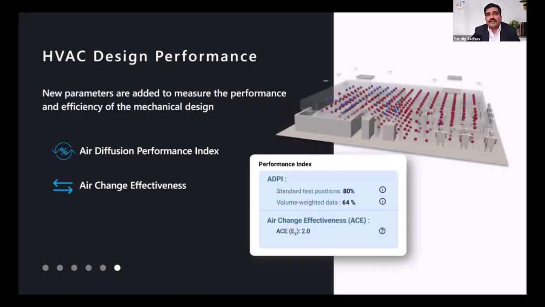Last but not least, we also have an ADPI feature, which basically measures how effective your diffuser layout is and the mixing happening within a space. We also built a new metric about air change effectiveness, very valuable to see if there is stratification happening, if there are cold spots, hot spots happening. So these are some of the key features that are there in the 2024 release.